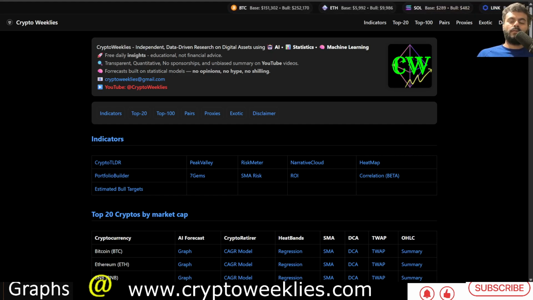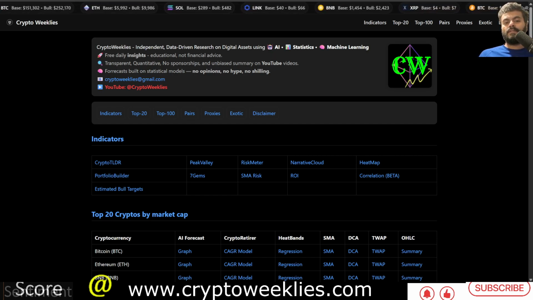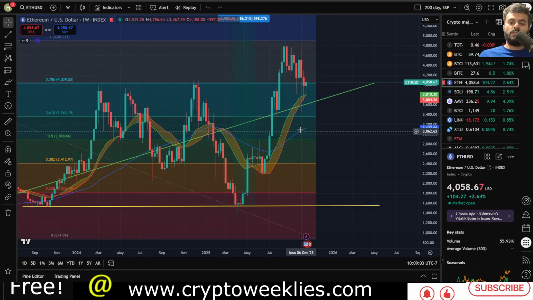Per our aggregate models, ETH's base case forecast for 2025 is at around, roughly speaking, 6,000, whereas the bull case is at roughly speaking 10,000. We'll dive deeper into how this is calculated and what it means for ETH. Right now, the price of ETH is above $4,000 again.